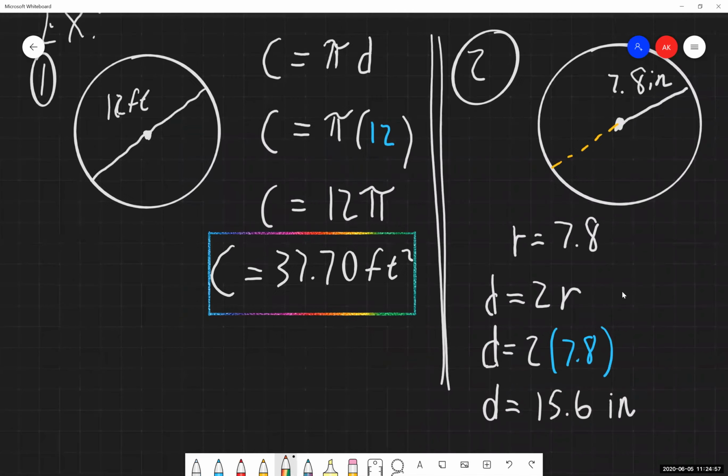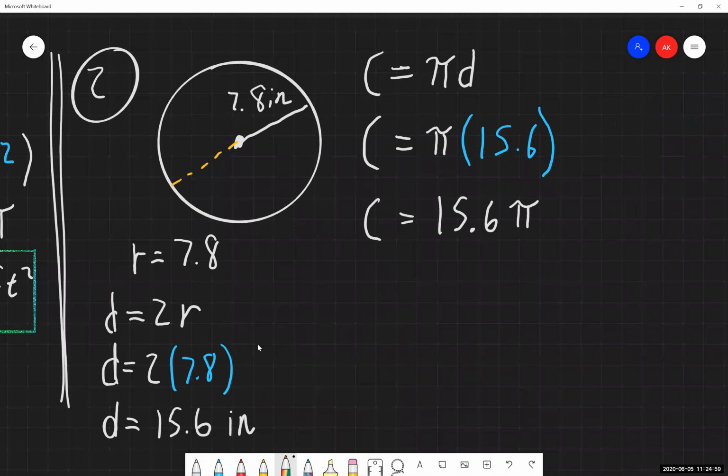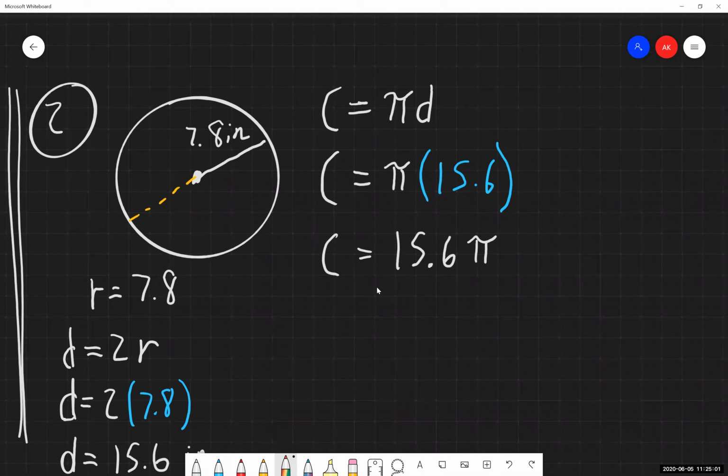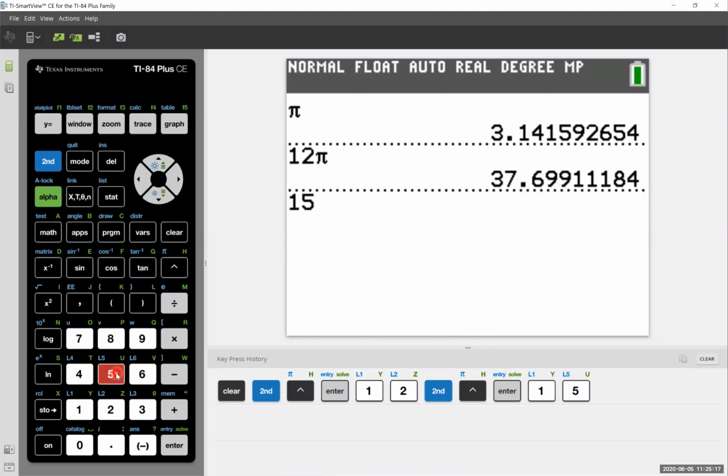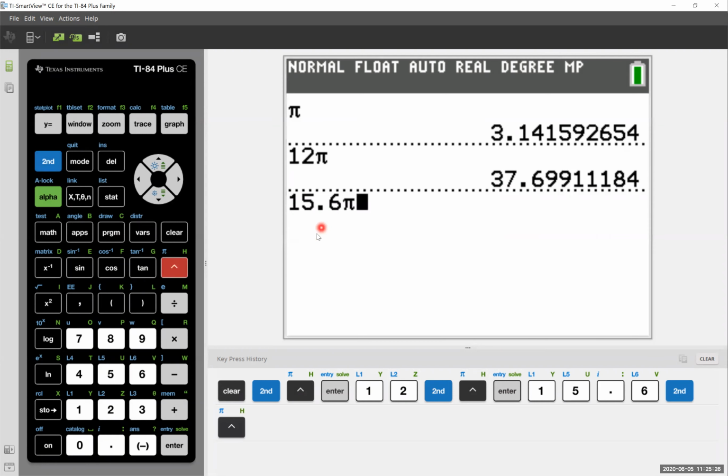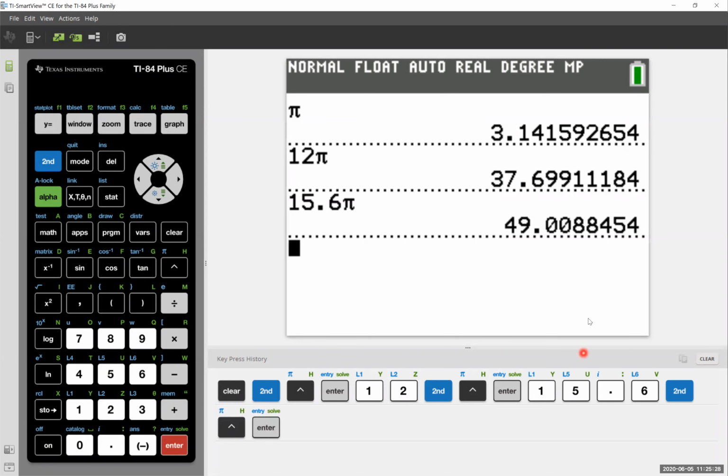Now let's take a look at the second example that we just had. We had the circumference is equal to 15.6 pi. This is what we're going to plug into our calculator. I'll jump us back over there. So we're entering in 15.6 and top left second, on the right side, pi. So 15.6 pi, hit enter.